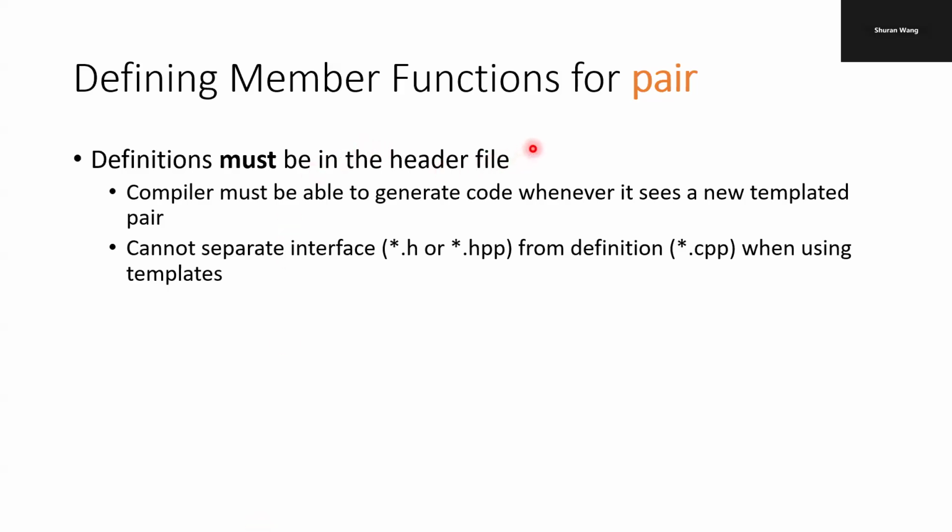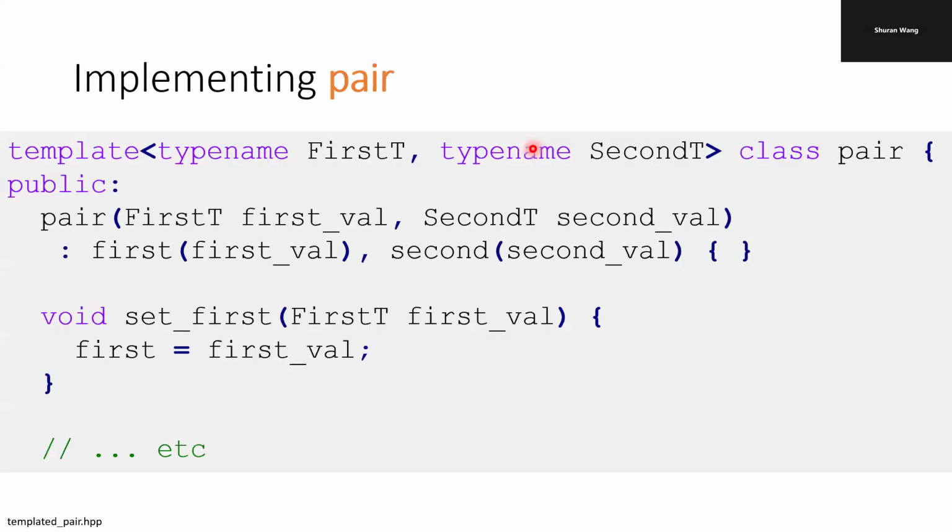Something to watch out for is that if you are templating a class, you have to write everything inside the header file. If you split some of it into the header file and the definitions into the C++ file, it won't work because the compiler needs to see the code right after the template keyword. So you have to define everything inside the header file for the class. Like this, inside the header file, you'll need to define the constructor, the setters, getters, and all of the member functions.